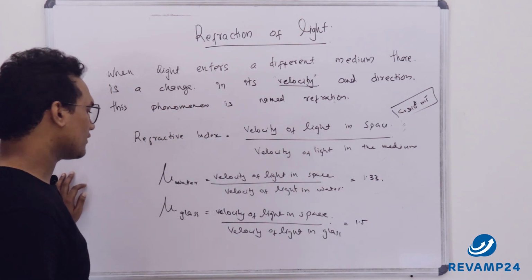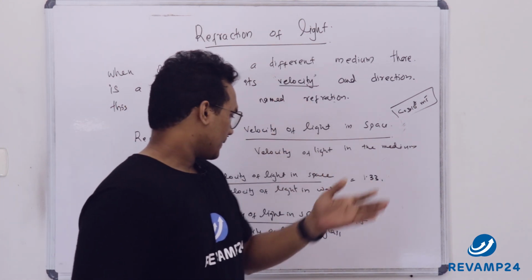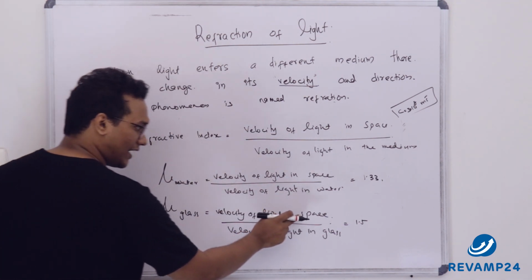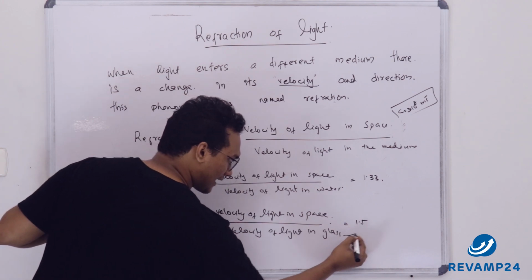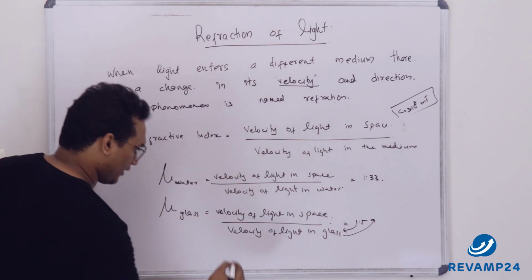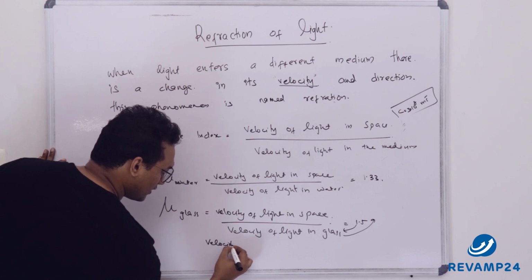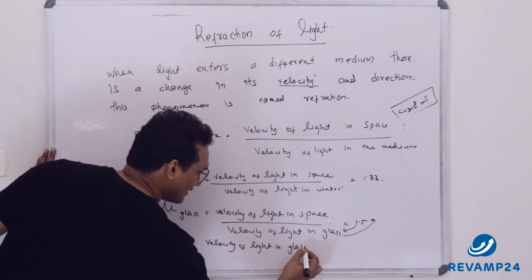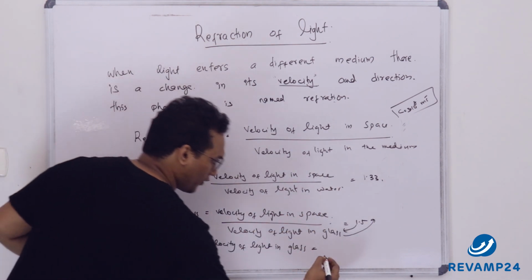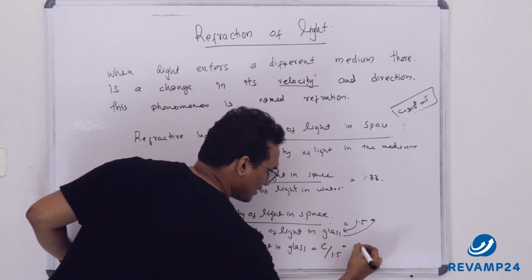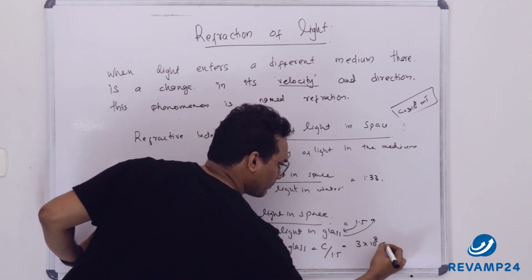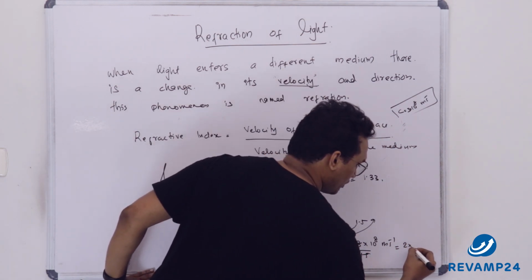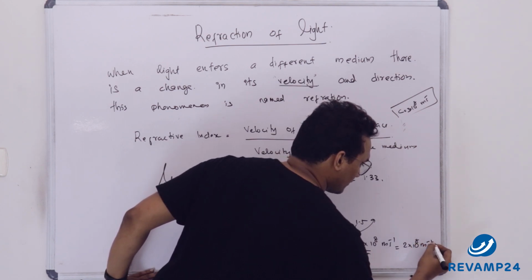Now if someone is asking what is the velocity of light in glass, you can easily get the value, because you know the velocity of light in space. So velocity of light in glass, transfer this to here and bring 1.5 here. So velocity of light in glass is equal to C divided by 1.5, where C is equal to 3 into 10 power 8 meters per second. Divided by 1.5, these two will cancel and this would become 2. 2 into 10 power 8 meters per second would be the answer.